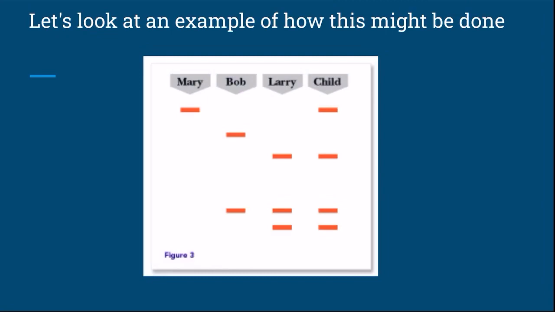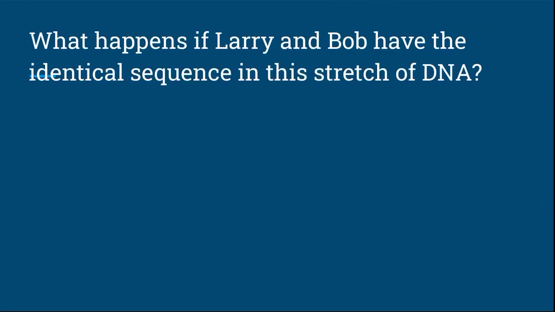The child's DNA must be a combination of Mary's DNA plus one of the men's DNA. The agarose gel indicates that the child's DNA is a combination of Mary's DNA, top band, plus Larry's DNA, bottom 3 bands. Thus, Larry is the biological father of the child.